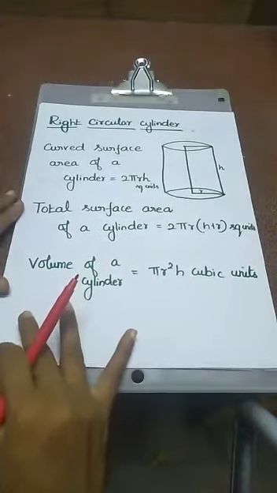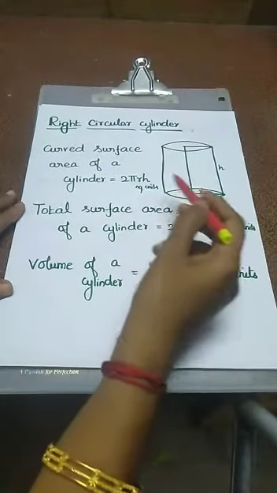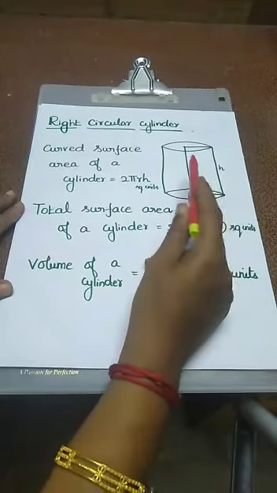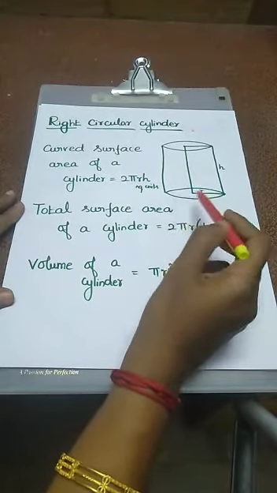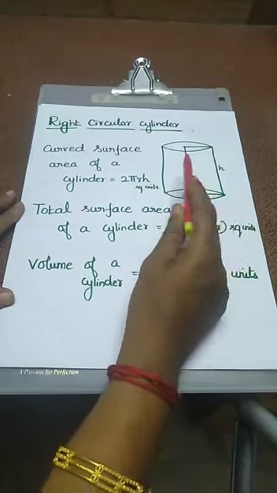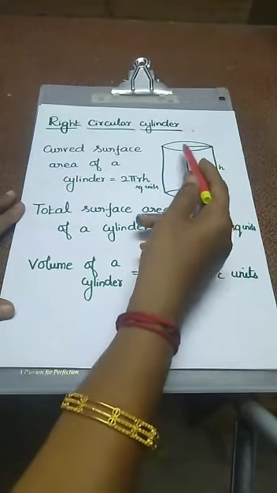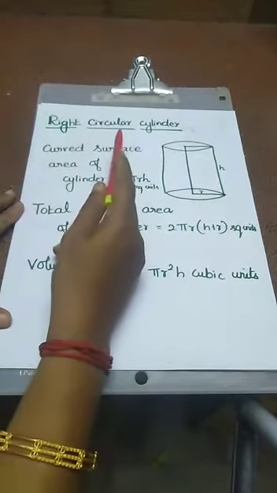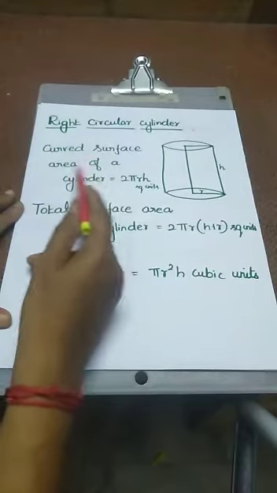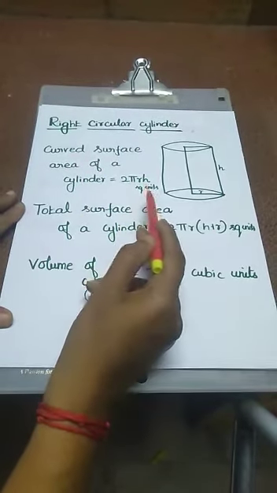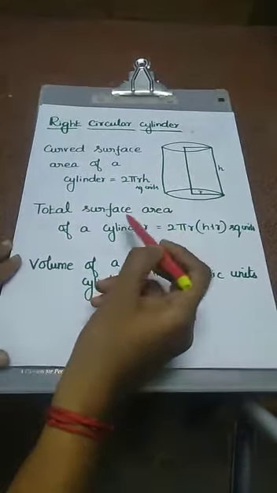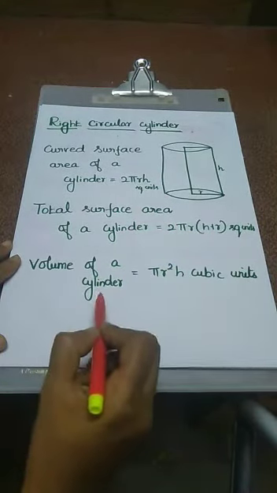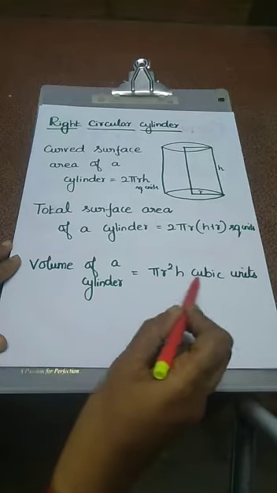The first one, right circular cylinder. Suppose we arrange coins one by one, we easily get this cylinder shape. Or suppose we arrange round plates one by one, we get a cylinder shape. Actually, one complete rotation of a rectangle gives a cylinder. Now we are going to discuss the right circular cylinder. Curved surface area of a cylinder is 2πrh square units. The total surface area of a cylinder is 2πr(h + r) square units. Volume of a cylinder is πr²h cubic units.